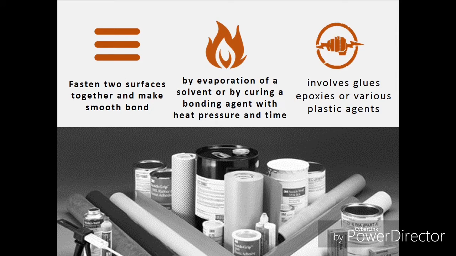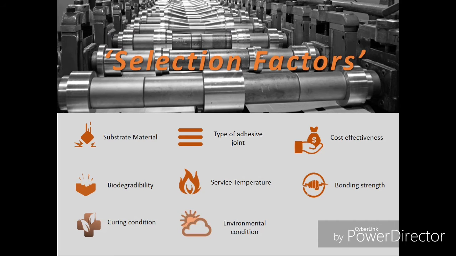Now we will explain to you about how the adhesive bonding works. First, it fastens two surfaces together and makes a smooth bond. Second, it is by evaporation of a solvent or by curing a bonding agent with heat, pressure and time. And third, it involves glues, epoxies, or various plastic agents.